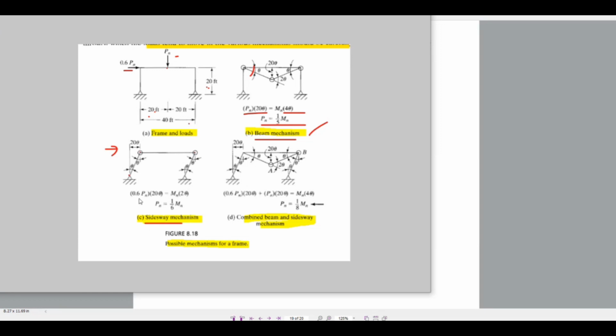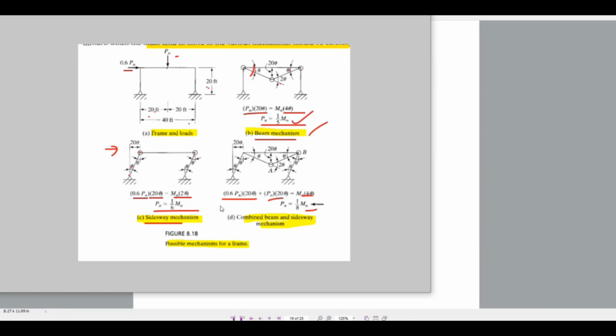Side sway mechanism: 0.6 Pn is the load, and 20 theta. Mn here, 1 Mn here, right? So Mn into 2 theta, so Pn equals 1 by 6 Mn. But if we combine side sway and beam, you see 0.6 Pn into 20 theta plus Pn into 20 theta equals Mn into 4 theta. Here 2 is there, and here and here only Mn is there. Mn into theta, Mn into theta, so 4 theta. Pn equals 1 by 8 Mn.